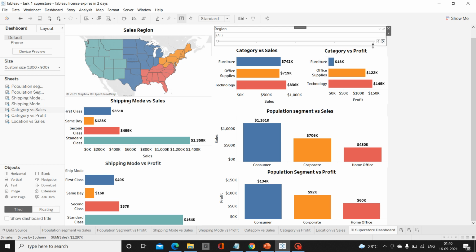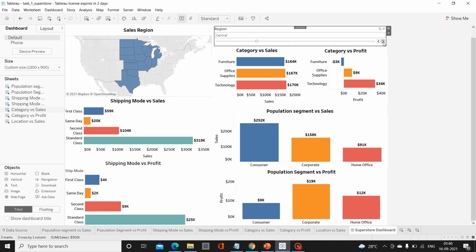To understand the problem more deeply, we see the contribution of furniture category in sales and profit, and we come across some very important facts, which are, in case of central region, the furniture category is contributing around $164,000, but we are suffering a loss of $3,000, whereas office supplies and technology, they both have profit of around $9,000 and $34,000.